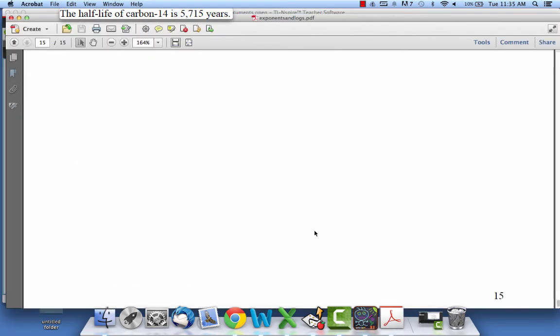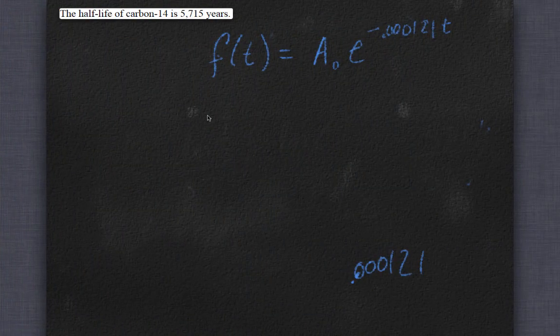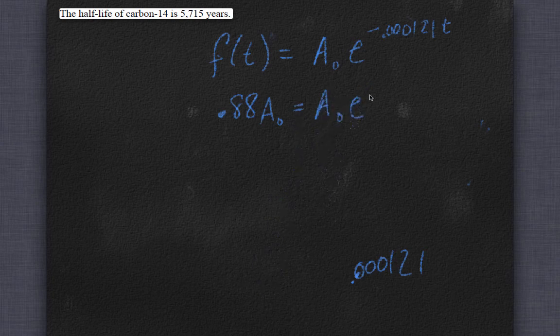Now for this last thing, we want to solve this. Skeletons were found at a construction site in 1989. The skeletons contained 88% of the expected amount of carbon-14 in a living person. So that means 12% had decayed. So we want to know, how old were the skeletons? So here's the thing, we are left with 88% of what they should have started with. Okay, so again, we can cancel this.